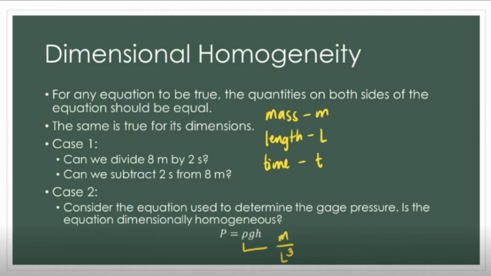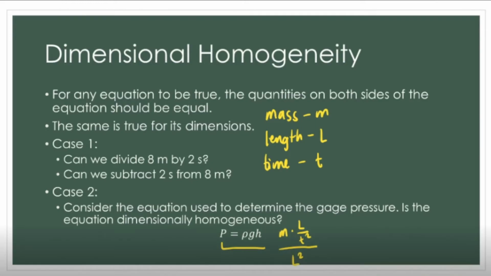How about pressure? The base definition of pressure is the force applied per unit area. Force is then further broken down into mass multiplied by acceleration. Therefore, pressure can be broken down into the dimensions of mass multiplied by acceleration, that is length over time squared, divided by area or length squared.